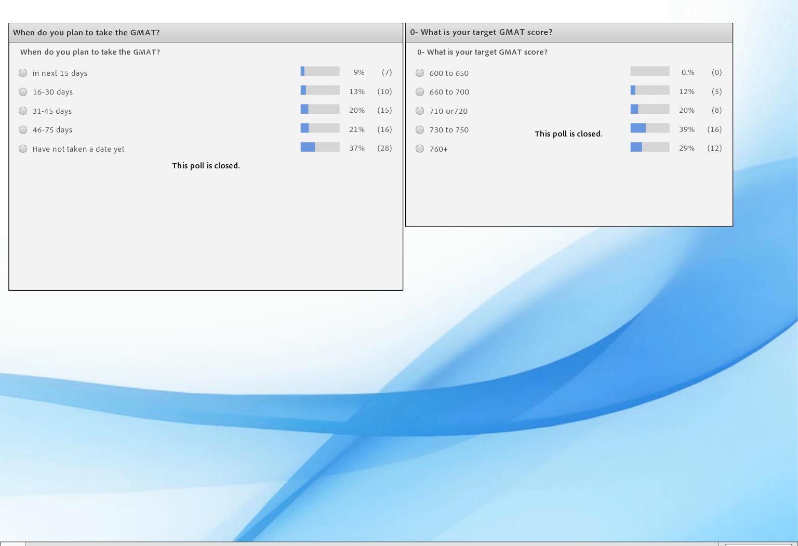Okay, so when you plan to take the GMAT, I can see that almost 1/3 have not taken a date yet, a fair share between the other 4 options over here. So whether you belong to the next 15 days category or a category where you have not taken a date yet, through this webinar, I'll help you understand how to get better in GMAT number properties.